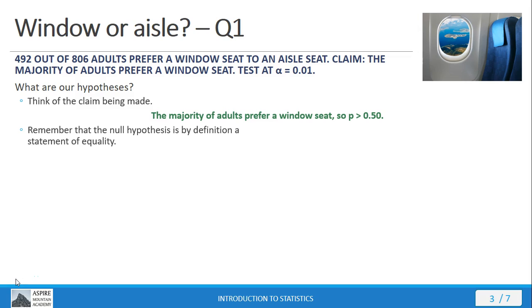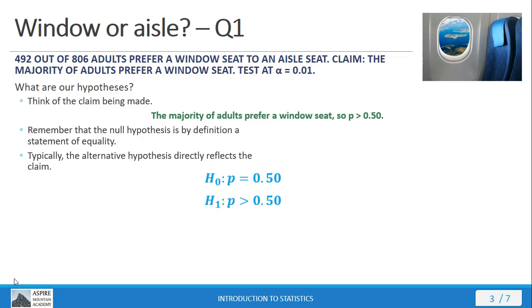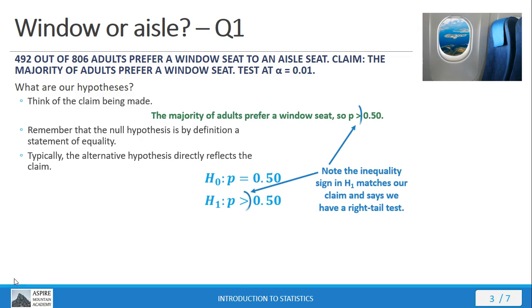Next, we're going to write the null hypothesis. It is by definition a statement of equality. So there's our null hypothesis. And next, we're going to find our alternative hypothesis, which typically reflects the claim. We look at the claim and there's no semblance of equality with the claim. So therefore, we can just take that as our alternative hypothesis. So our alternative hypothesis will match the claim. And looking at that inequality sign in the alternative hypothesis, we have a one-tailed test on the right. So our region of rejection is in the right tail of our distribution.